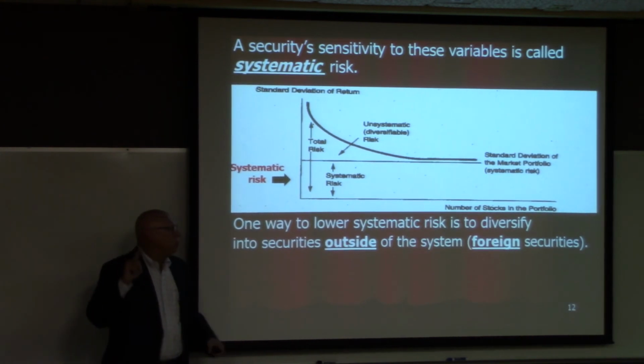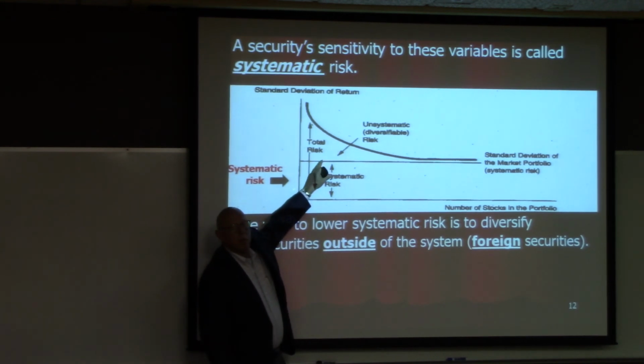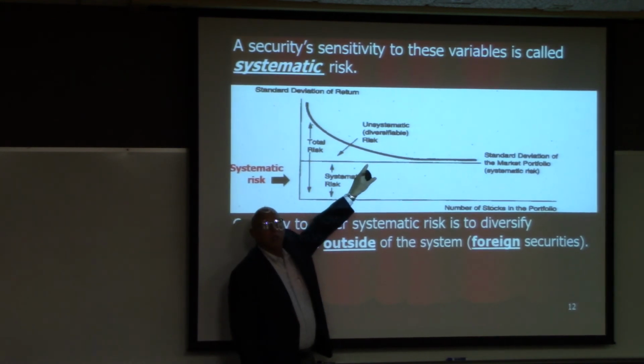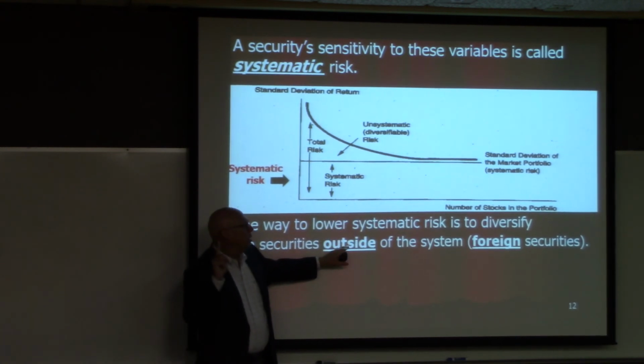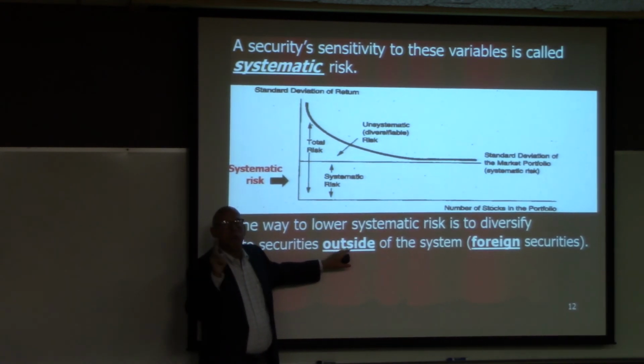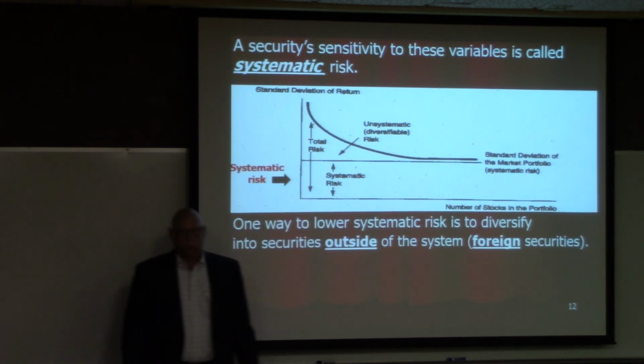However, investing in foreign securities, so the first thing you want to do is diversify by adding to your number of stocks to get rid of unsystematic risk. The second thing you want to do is add to your foreign securities and add to other asset classes in order to lower your systematic risk.